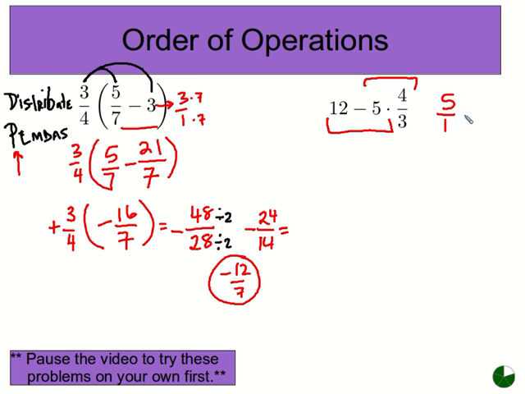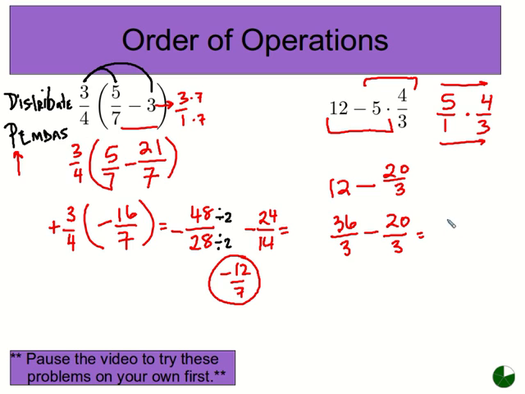So remember that 5 is 5/1 times 4/3. It's a multiplication problem, so all I have to do is multiply numerators, multiply denominators, and so I've got 12 minus 20/3. 12 is the same as 12/1, so to change it to a denominator of 3 so I can do my subtraction, I have to multiply top and bottom by 3, 36/3. Minus 20/3 will give us 16/3. 16 is not divisible by 3, so I cannot simplify this. So that's my final answer.